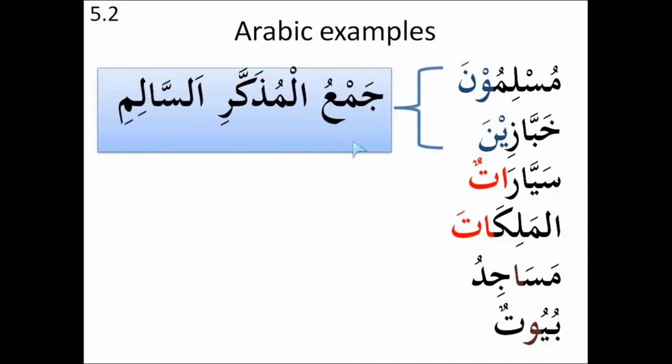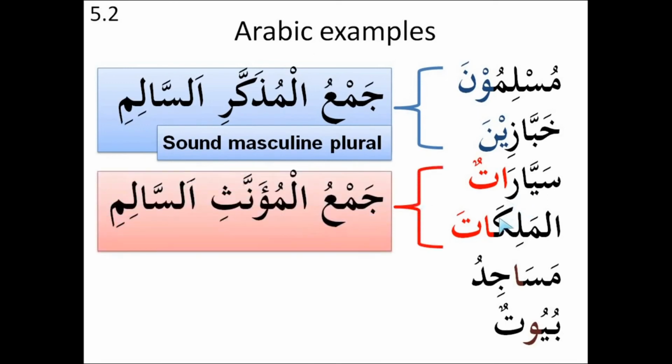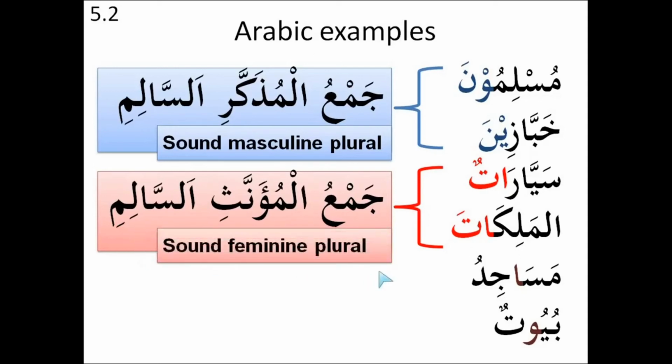So the first two are known as Jam' al-Mudhakkar as-Salim. Jam' means plural, al-Mudhakkar means male, the plural from male nouns. As-Salim is sound. And in English this is translated as the sound masculine plural. The next two are known as Jam' al-Mu'annath as-Salim. Jam' plural, al-Mu'annath female, as-Salim sound, the sound feminine plural.